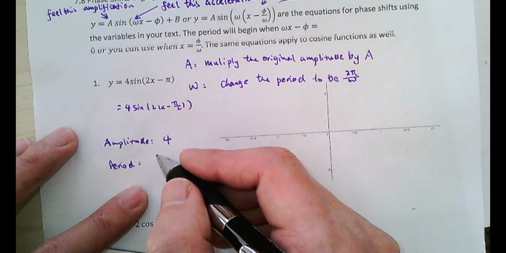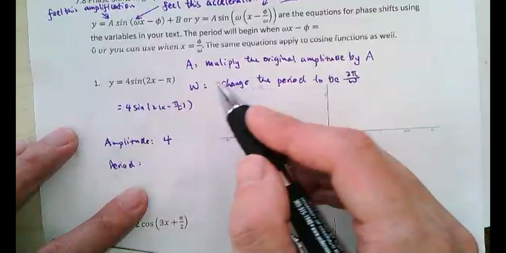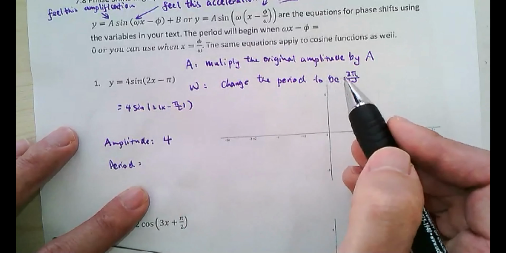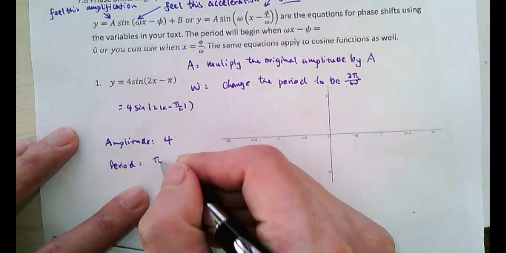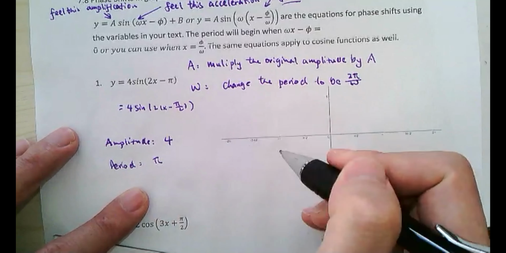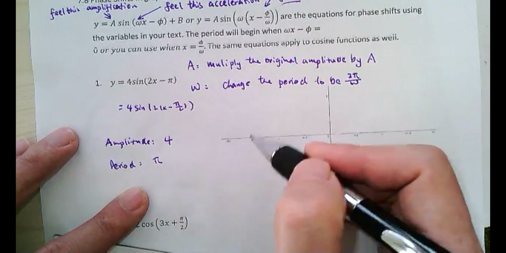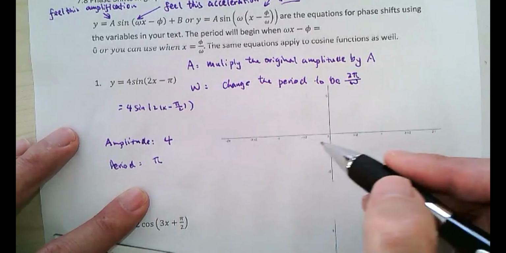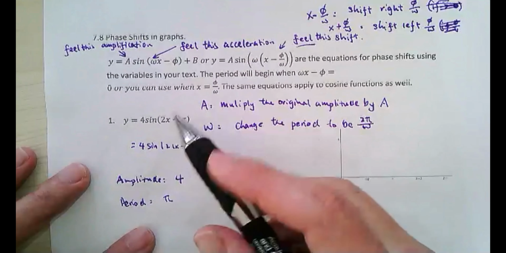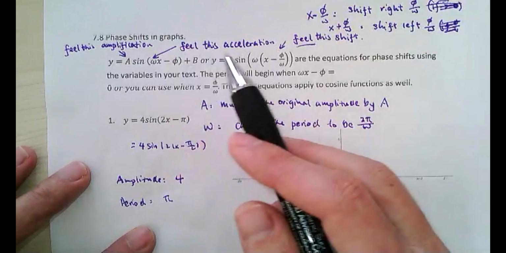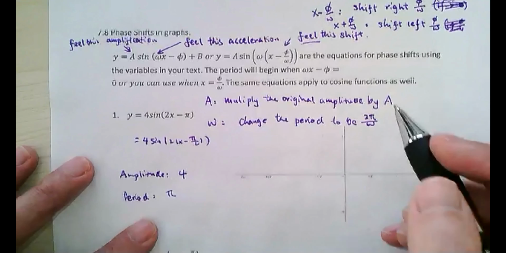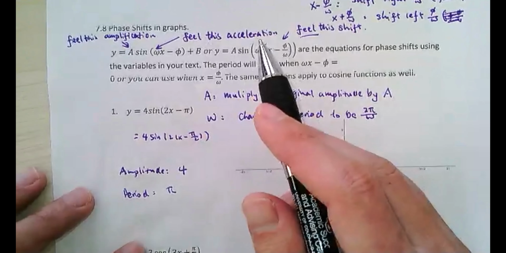Wouldn't the new period just be pi? Very good. Omega changes the period to be 2 pi over omega. Omega is 2, so the new period is 2 pi over 2, which is pi. This means the frequency of its oscillation is 2 times the original one. Previously, it needed 2 pi to complete a period. Right now, since we multiply x by 2, feel this acceleration. We would only need pi to make 1 period. It's getting faster.